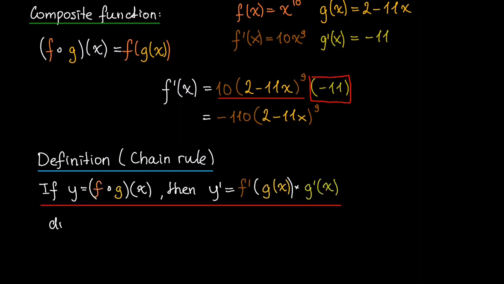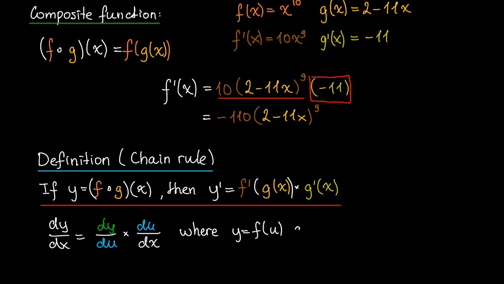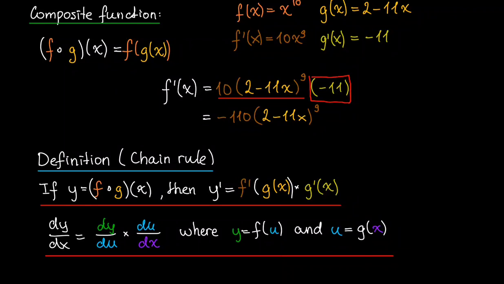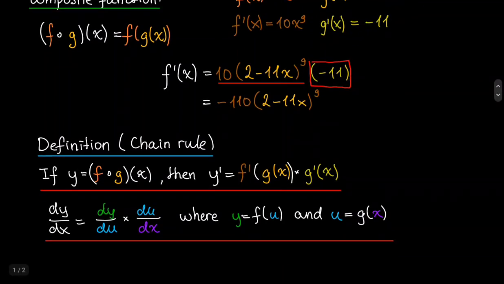Another commonly used definition would be dy dx equals dy over du times du over dx, where y would be f of u and u would just be g of x. Please remember this, it is extremely important. Now that the definition is out of the way, let's take a look at some examples.